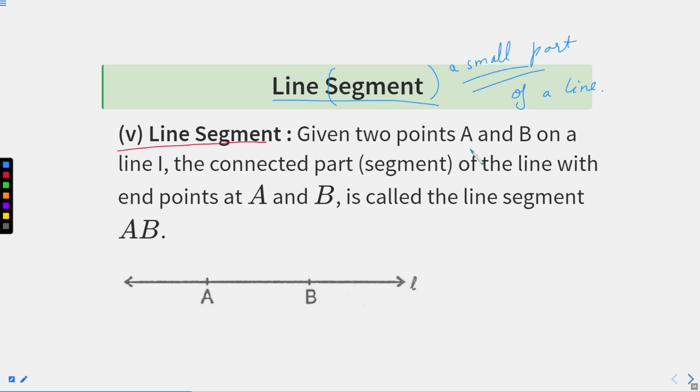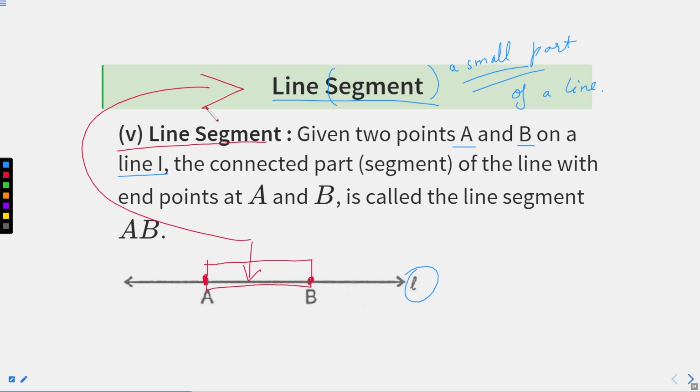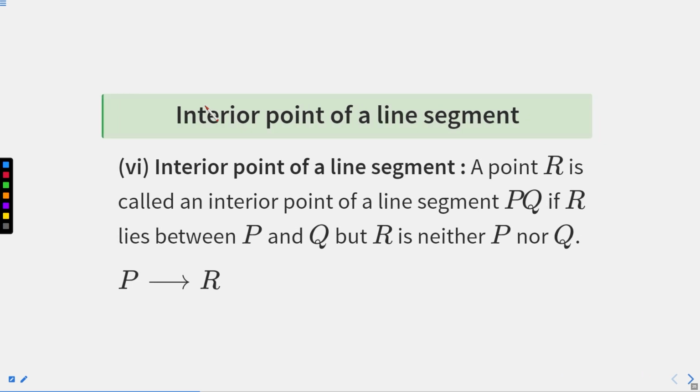Given 2 points A and B on a line L, so we have a given line L, the connected part of the line with end points at A and B is called the line segment. If we cut a small part out from a line, let's say we cut here, and this point is A, this point is B, then this little part, or the little segment of the line, will be called a line segment. As the name suggests, line segment, a small part of a line. Let's move to the next definition.